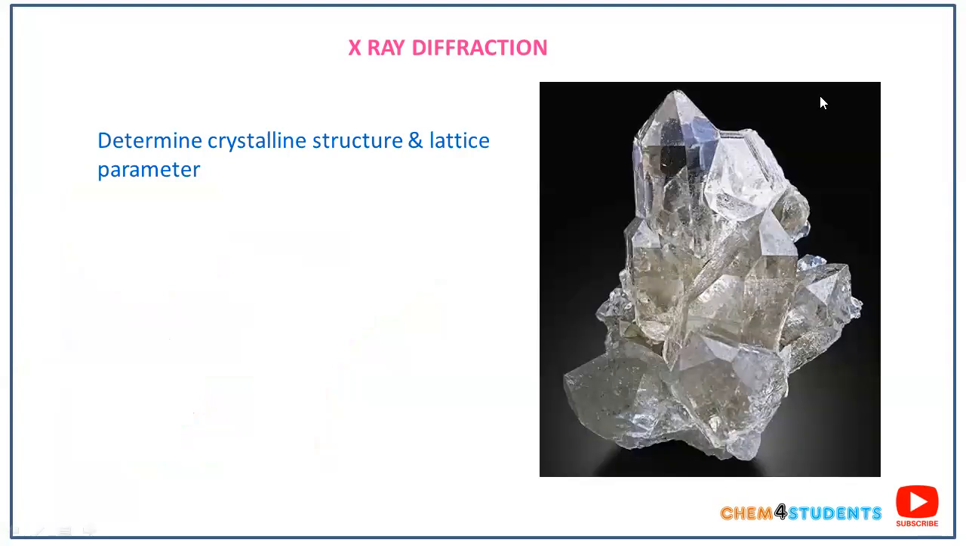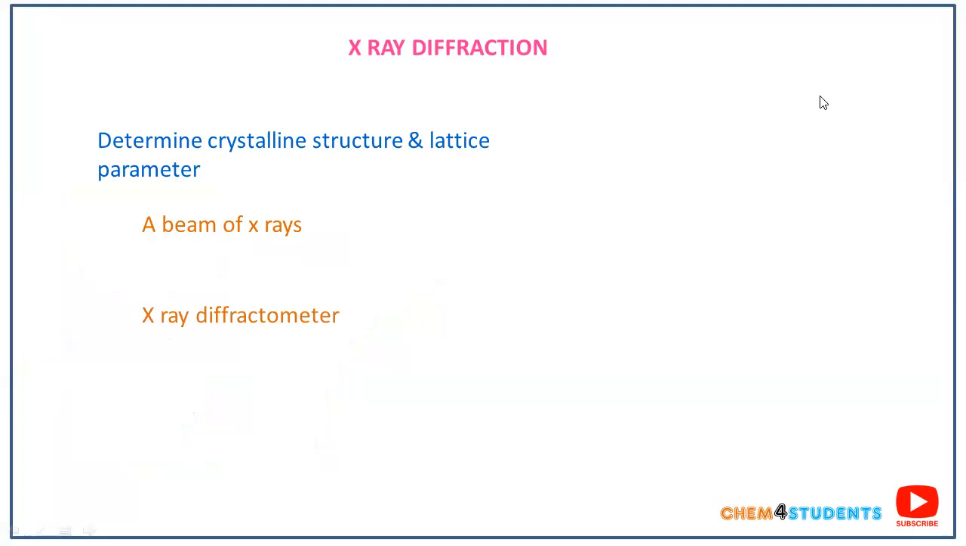X-ray diffraction is a rapid analytical technique that is primarily used for determining crystal structures and lattice parameters. In order to determine crystalline structures, two important requirements must be met. They are a beam of X-rays and an X-ray diffractometer. The first experimental requirement is a beam of X-rays.